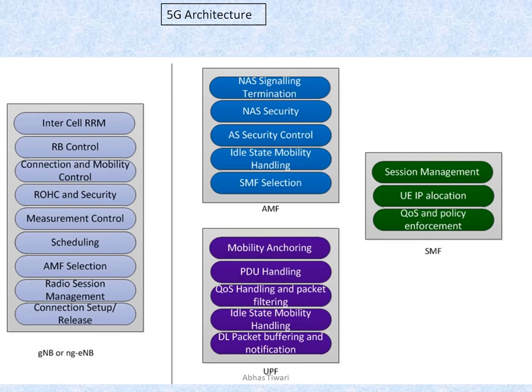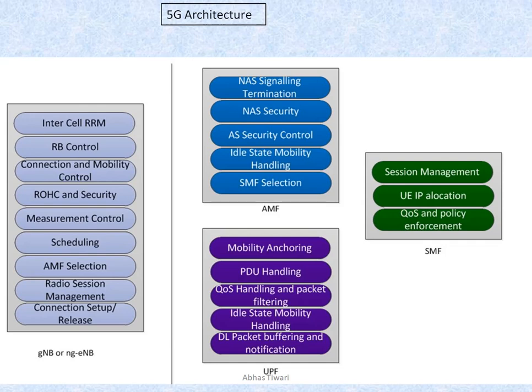Apart from that, AMF has NAS signaling termination, NAS security, access stratum security control, and idle state mobility handling is also taken care of by your AMF. SMF selection is also done by AMF. Now about SMF. SMF is your session management function. So session management is done here. Apart from that, UE IP allocation and QoS policy enforcement is done by SMF.